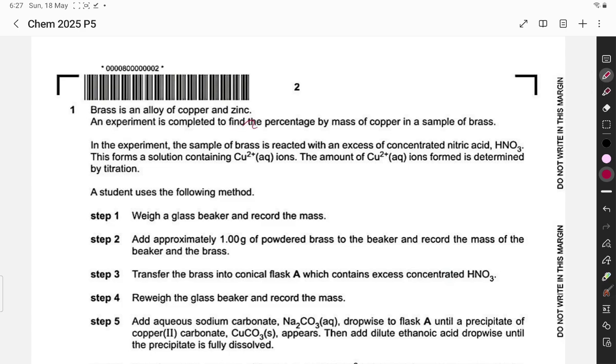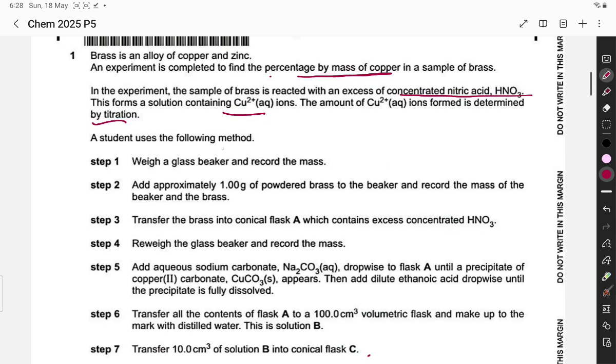Brass is an alloy of copper and zinc. An experiment is completed to find the percentage by mass of copper in a sample of brass. In the experiment, the sample of brass is reacted with an excess of concentrated nitric acid. This forms copper ions. The amount of copper ion formed is determined by titration.